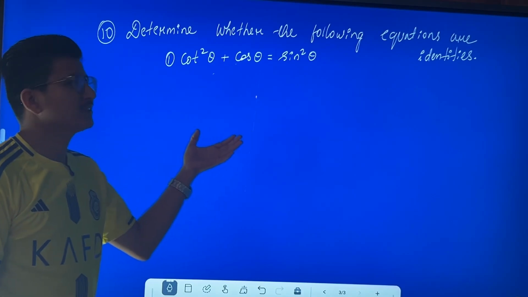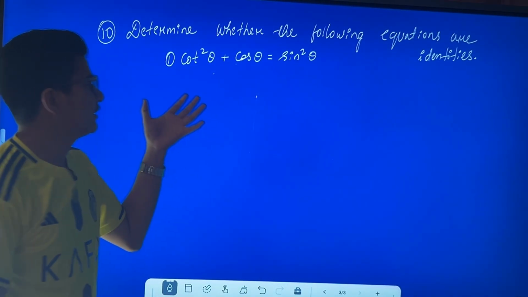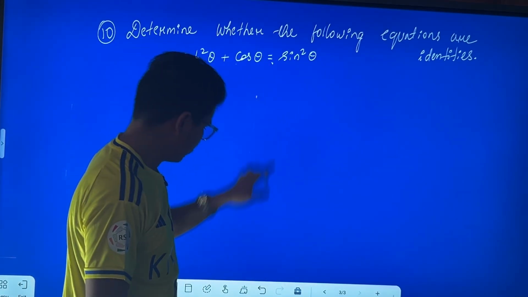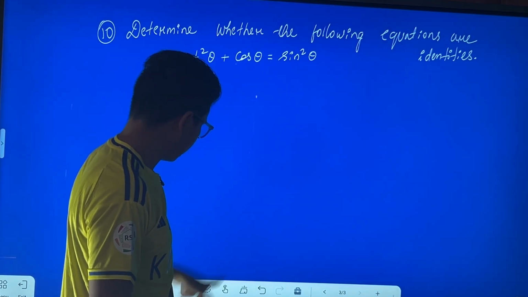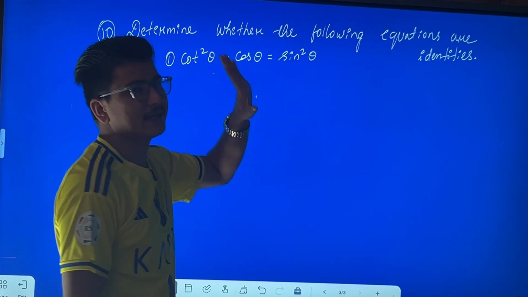Now let us look at question number 10. Determine whether the following equations are identities. Meaning, this is the equation. An equation means it will have an equal to sign, right? An equation will have a left hand side and a right hand side, correct? So this is the equation because here we have the left hand side and there we have the right hand side.